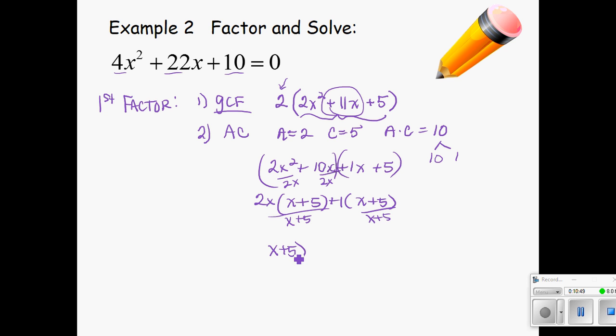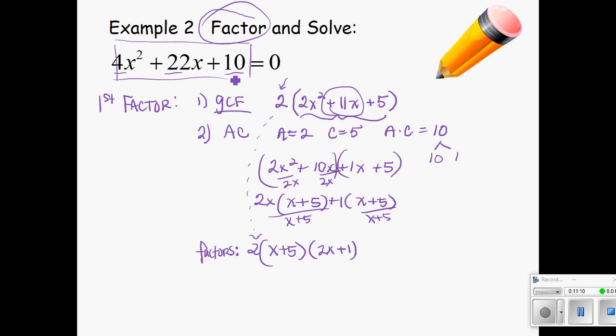And I'll have an x plus 5, a 2x plus 1. And then this little 2 comes down here. And so these are all my factors of this problem. So now we factored. So we looked at this side, got the equals 0. And now what we have to do is we have to solve.